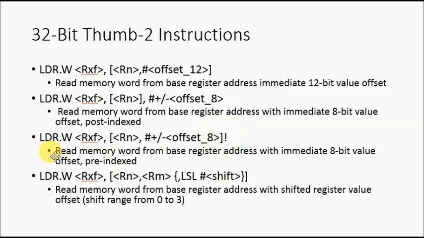LDR.W RXF RN comma RM LSL hash shift. So read memory word from the base register address with the shifted register value offset. So shift is in the range of 0 to 3. We have to shift to the left side. The register is RM, and then the content is added with the content of RN. Here we are getting the physical address, and the data which is present at that physical address will be fetched into the register RXF.